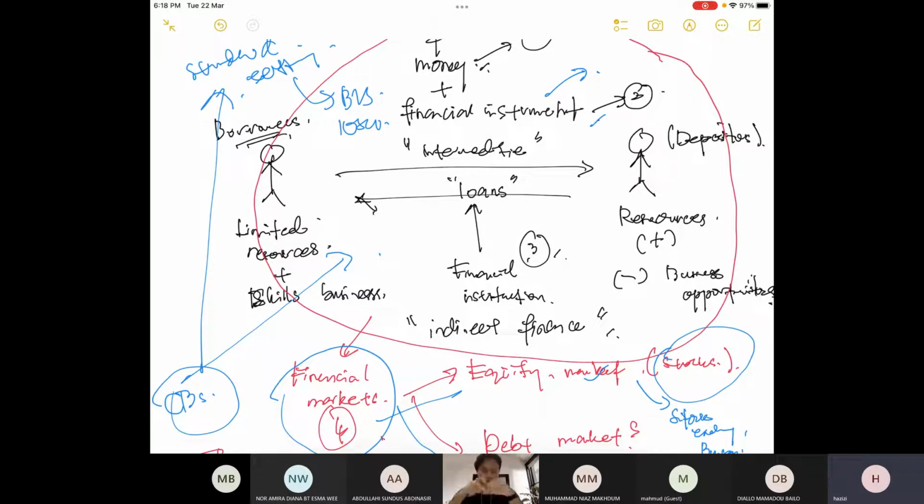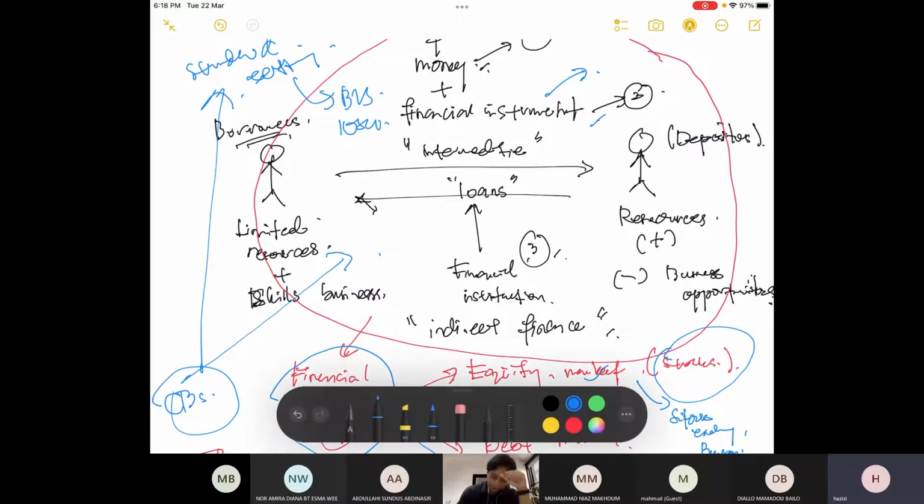And in the Islamic financial system, we have IFSB, the Islamic Financial Services Board. They have an office in Sasana Kijang. Sasana Kijang is the headquarters of our central bank, Bank Negara Malaysia. So they have one office there.